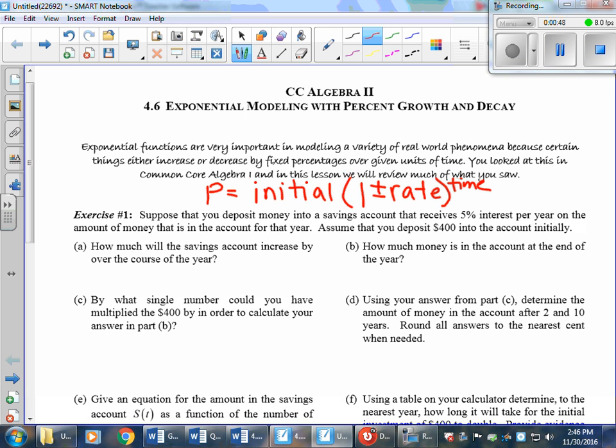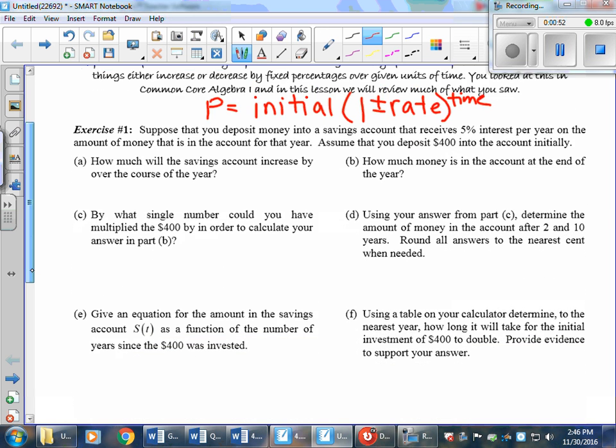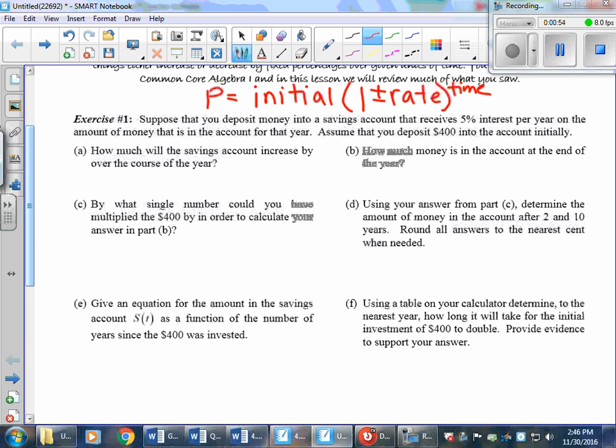So exercise 1, suppose that you deposit money into a savings account that receives 5% interest per year on the amount of money that is in the account for that year. Assume that you deposit $400 into the account initially. Initially, hopefully you're realizing where that word comes in. So how much will the savings account increase by over the course of 1 year?